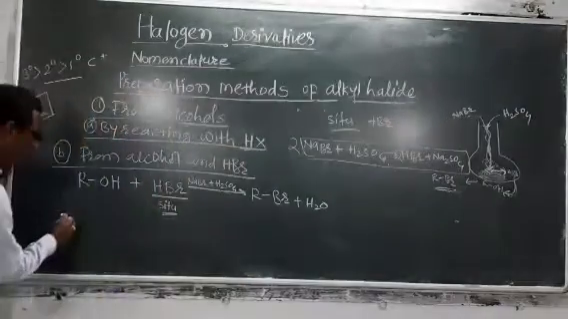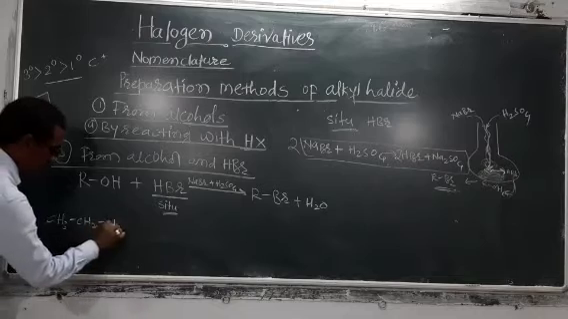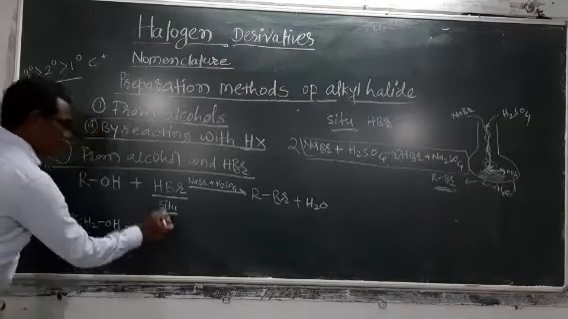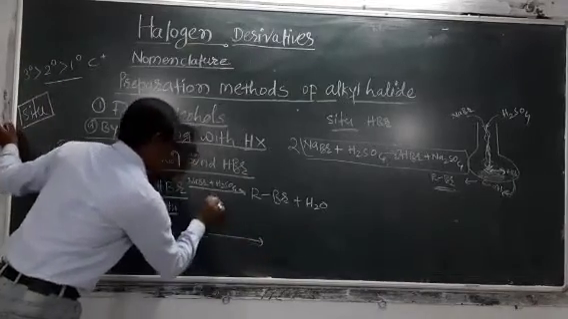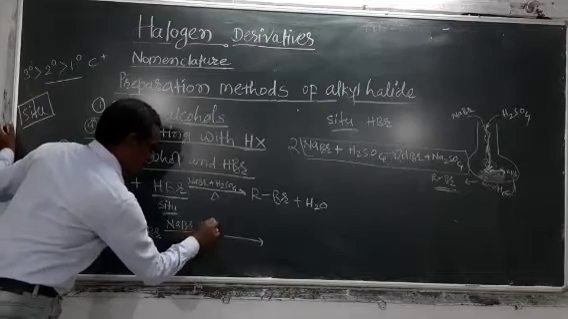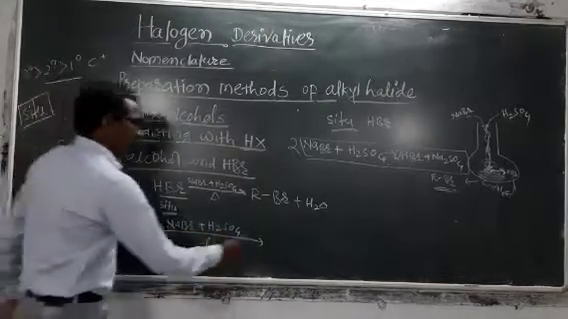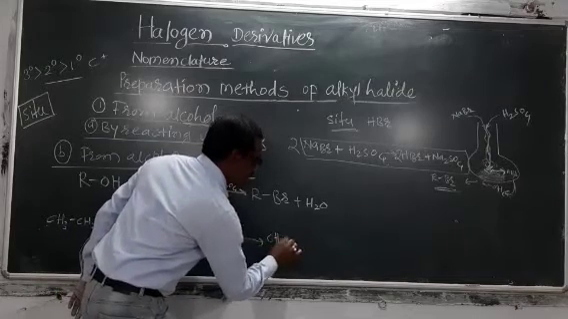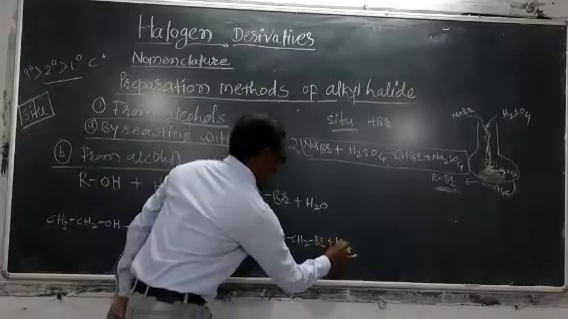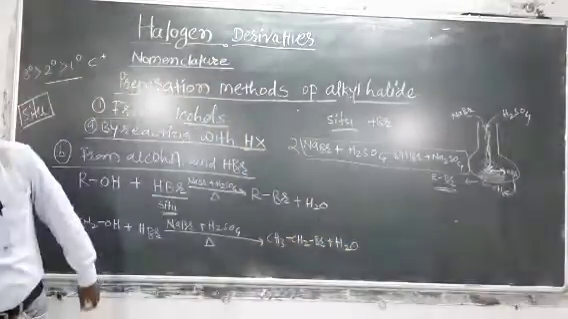For example, we may take CH3CH2OH, ethyl alcohol, reacted with HBr. Write down heat, in presence of NaBr plus H2SO4, heat it, boil it, and it will give CH3CH2Br plus H2O. We will get ethyl bromide.